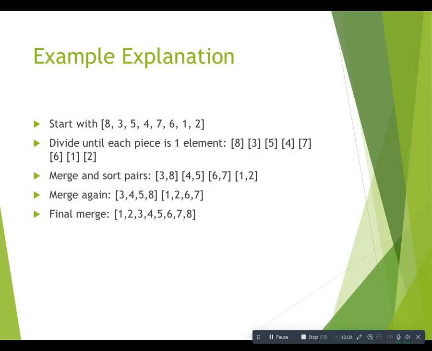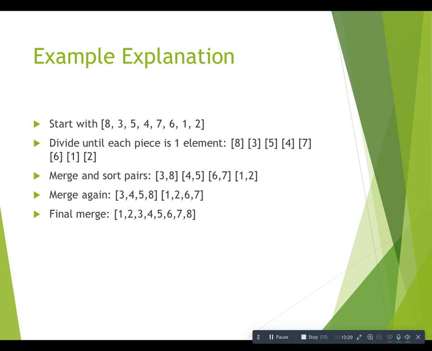From 8 and 3 you are getting 2 numbers. From 5 and 4 you are getting 2 numbers. 7 and 6 getting 2 numbers, and finally 1 and 2. So after this we are going to sort the array. From 8 and 3 we are sorting them, and then we are going to merge them. As we are sorting them in ascending order, you can see from 8 and 3 we have got a sorted pair, that is 3, 8, and so on until all the pairs are sorted.